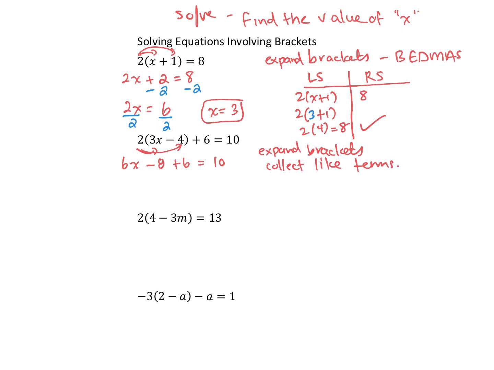So I want to simplify before I start to solve. Negative 8 plus 6 could be added together. So negative 8 plus 6 is negative 2. I'm going to do that first before I start isolating for the variable.